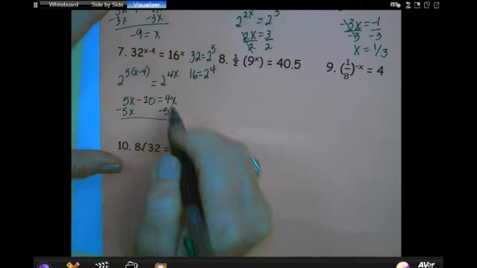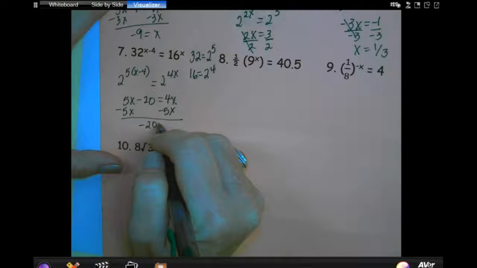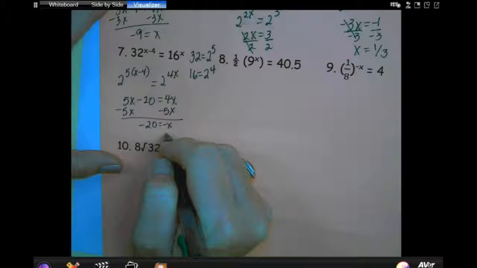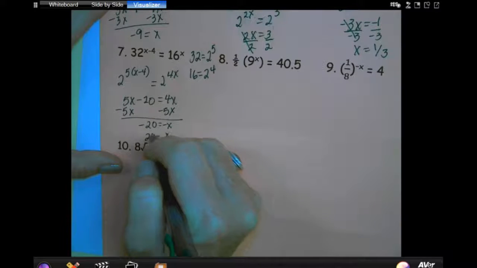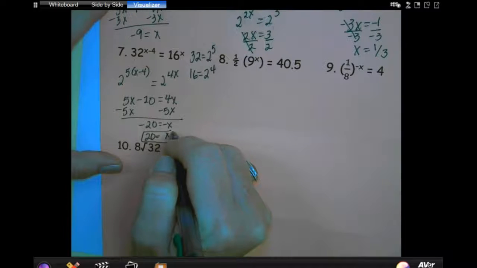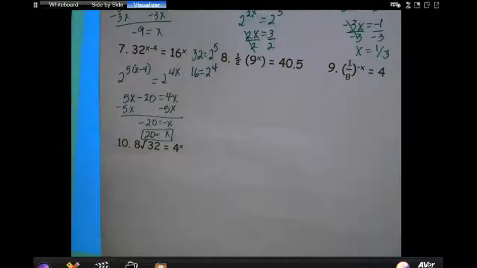It is 20. So double check yourselves. It is 20.